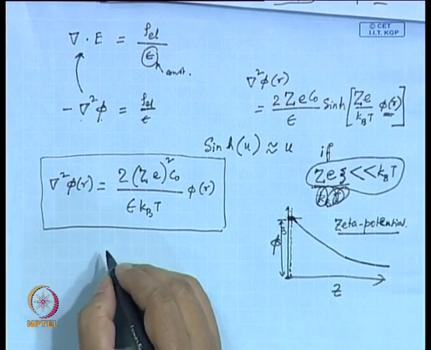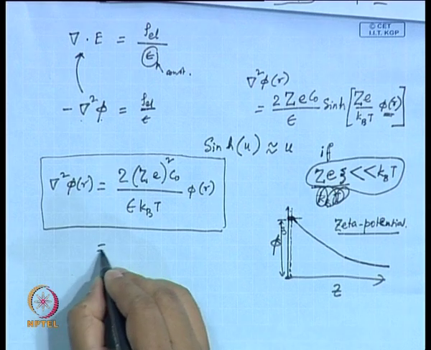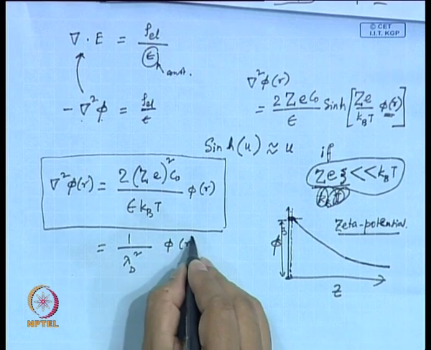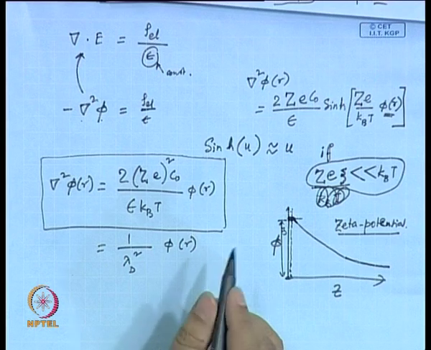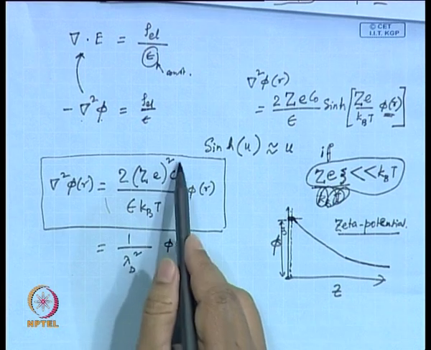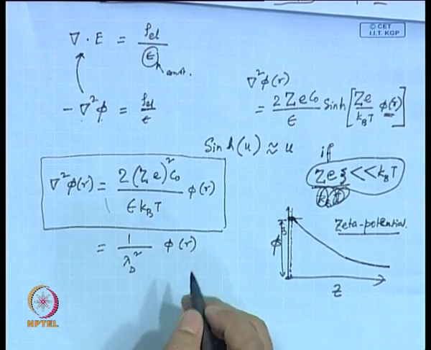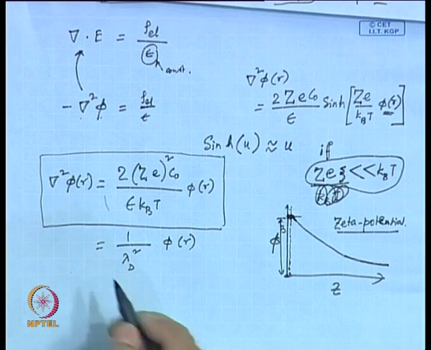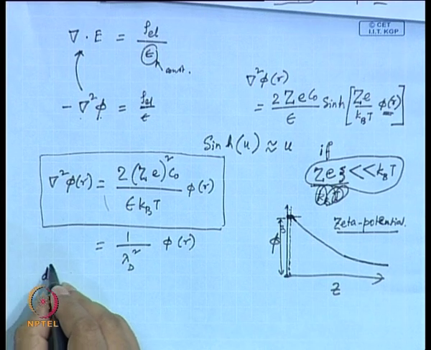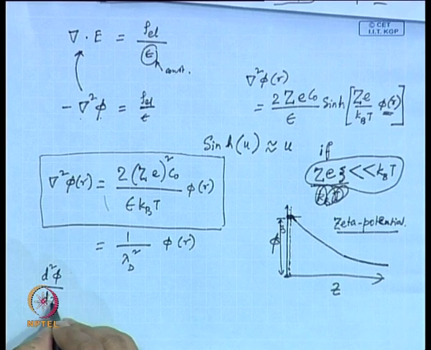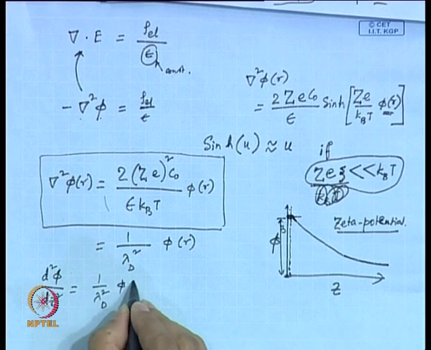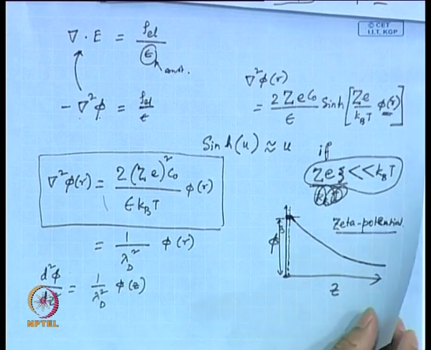This is also referred to as 1 divided by lambda D whole square times phi of r. What is lambda D in that case? 1 by lambda D whole square is this quantity. So what is the idea here? For a 1D situation you can write d square phi by dz square equal to 1 by lambda D square times phi of z. That is exactly what you can write.